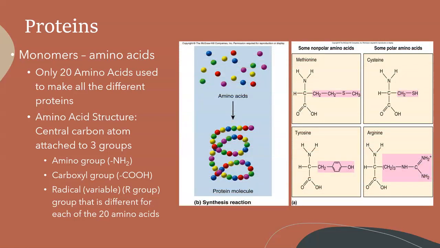So let's talk about amino acid structure. An amino acid has an amino group, which is NH2, N and 2 H's. It then has a central carbon group that is also attached to a carboxyl group. C double bonded to O, single bonded to OH. That's a carboxyl group. That's an amino group. The last group is called the radical variable group, or the R group, as I like to call it.